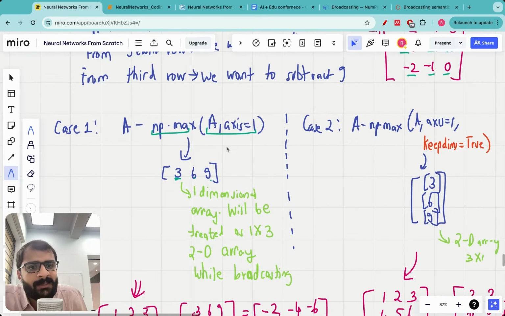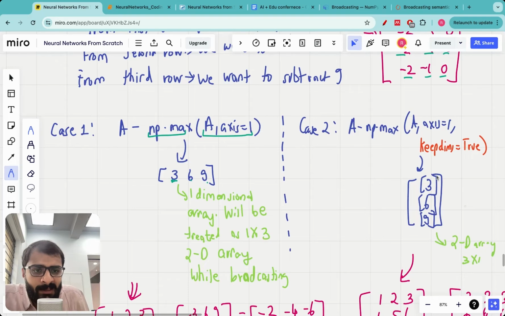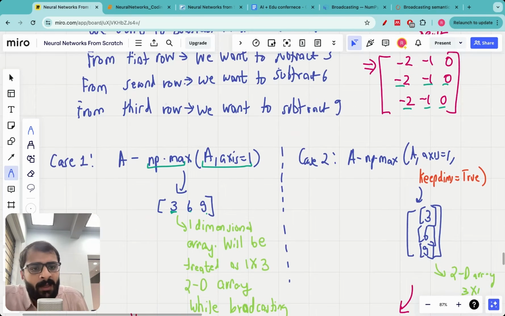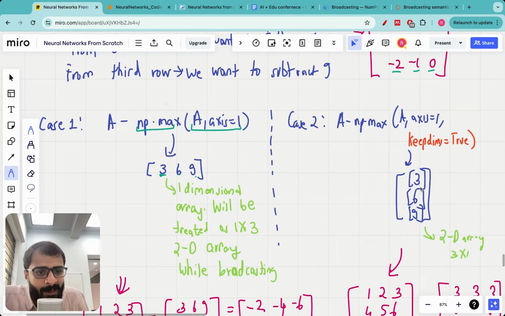Correct? In the second case, what we do is we do np.max(a, axis=1), but we do keepdims equal to True. So what this will do is, again, this will result in the maximum values from each row, 3, 6, and 9, but the resulting dimensions will be 3 by 1, whereas the resulting dimensions of the first one will be a one dimensional array.